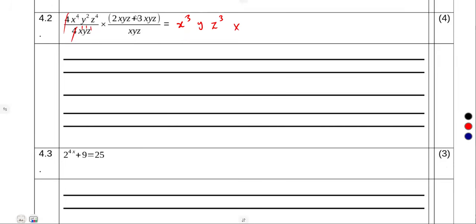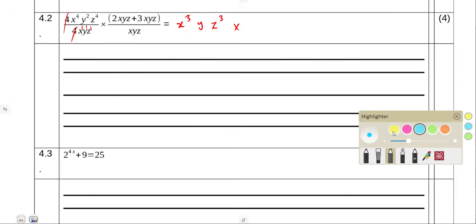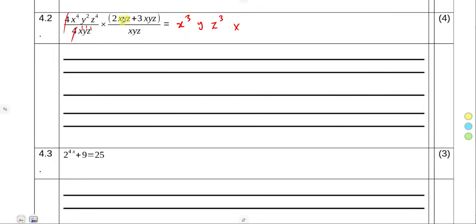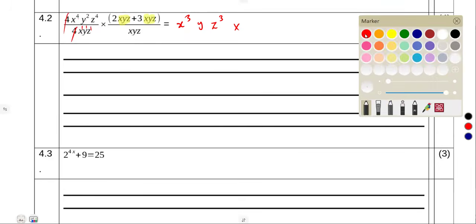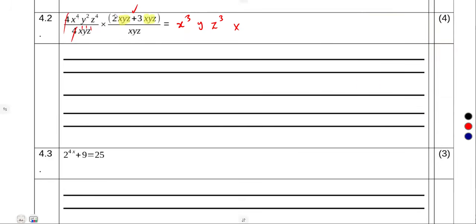In this case, it's an addition. So you consider that you are working with what? Like terms, x, y, z, x, y, z. Those are like terms. And this is what? An addition. So add 2 plus 3. That's 5xyz over what? xyz. All right.